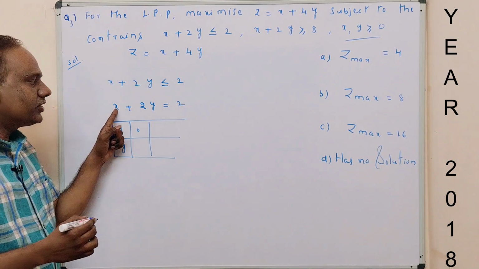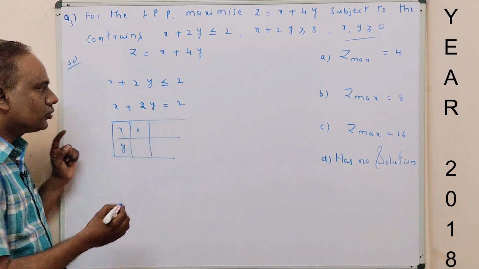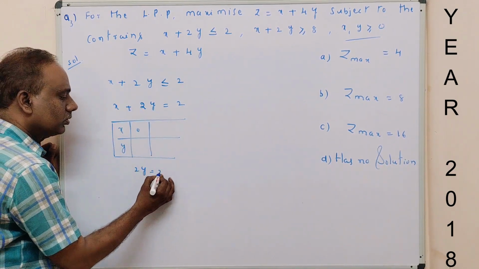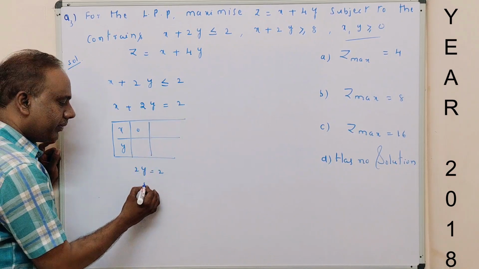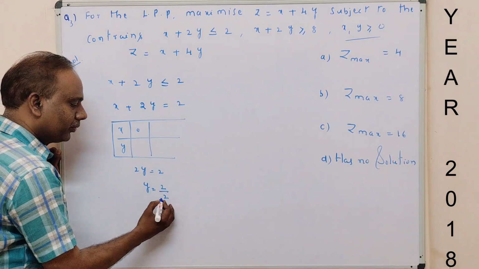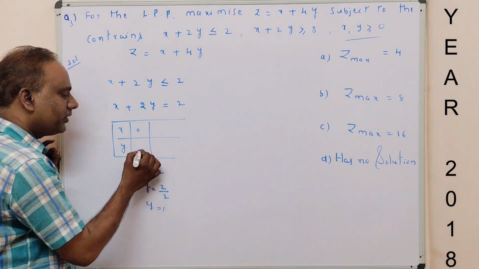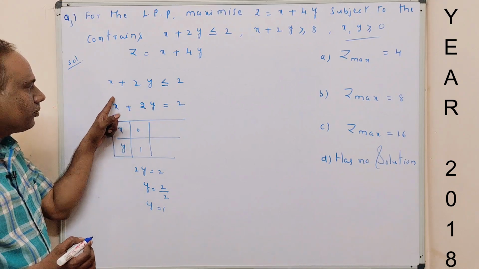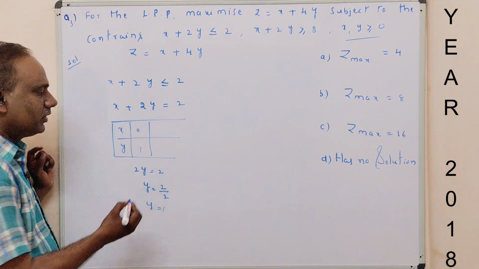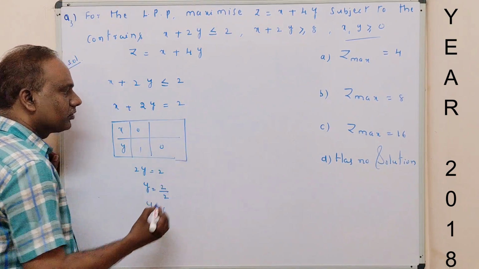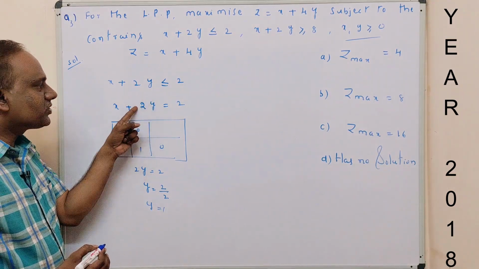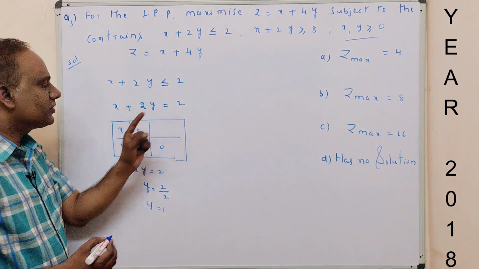Suppose x value is 0, then 2y is equal to 2. That means y is equal to 2 by 2, so the y value is 1. Next, you take y value 0. So y value 0 means this total value is 0. So x is equal to 2.